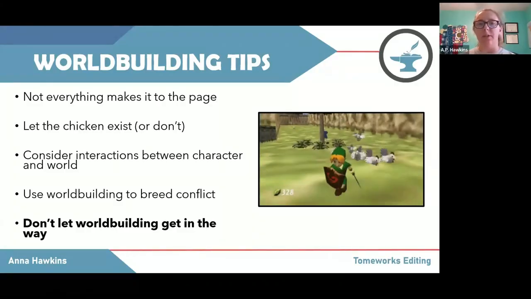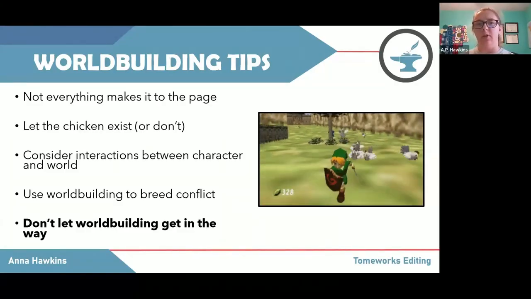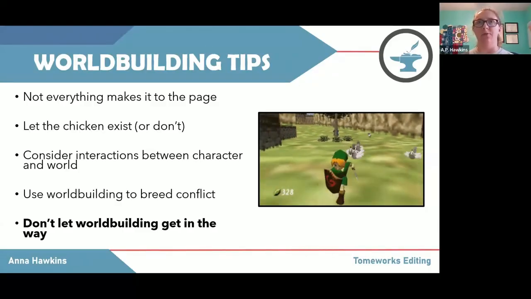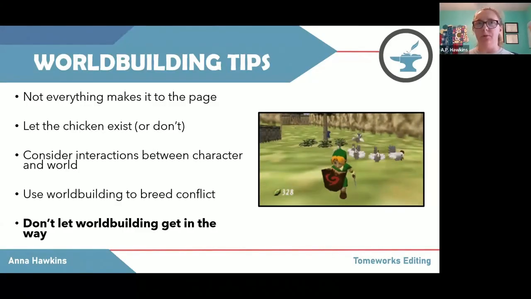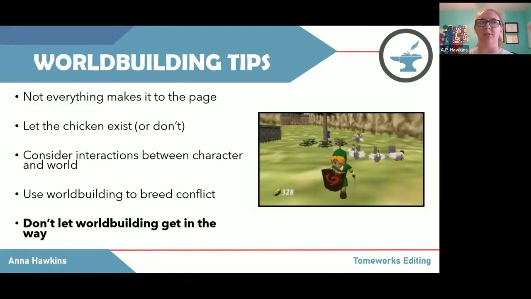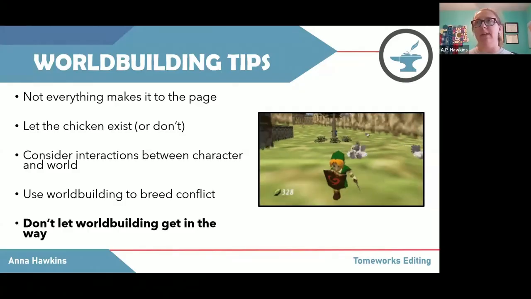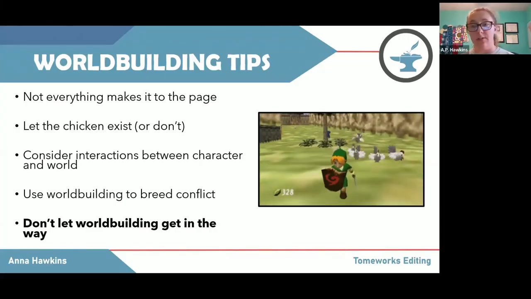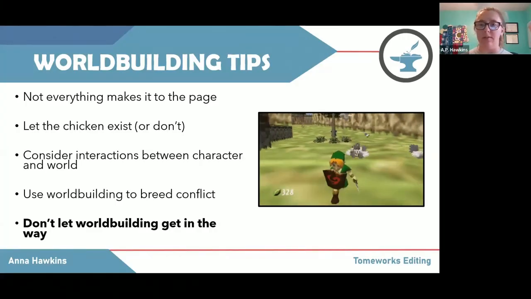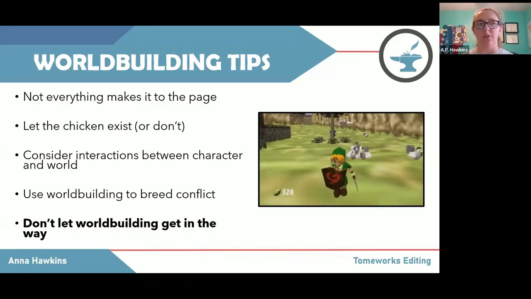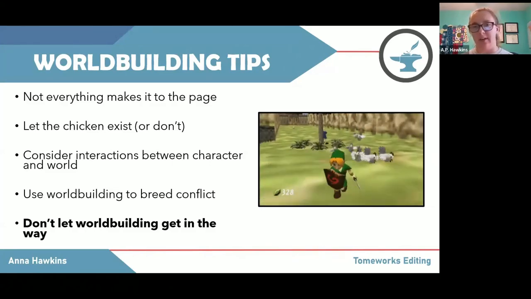If it's relevant, consider interactions between your characters and the world. Depending on where your character fits within this world, how do they interact with the rules and the setting that you have established? You have to really think about what a character is going to notice in any particular scene. What parts of the world is this character going to understand versus what aren't they going to understand? And what parts of this world is a character going to like or try to fight against?